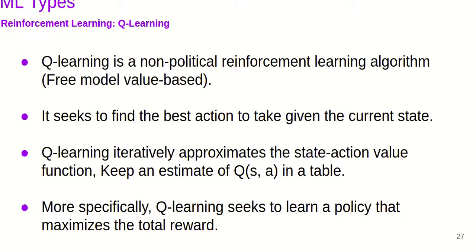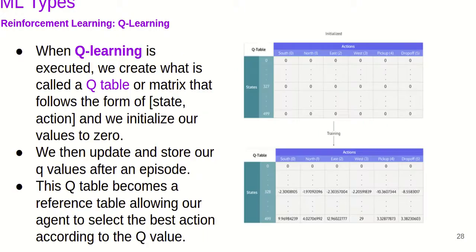So Q-learning is an off-policy reinforcement learning algorithm, which is model-free and value-based, as we saw in the graph before. It seeks to find the best action to take given the current state, and it will try to build a table named the Q table. We're going to see what that is. Specifically, Q-learning will seek to learn a policy that maximizes the total reward. We're going to dive into details just now.